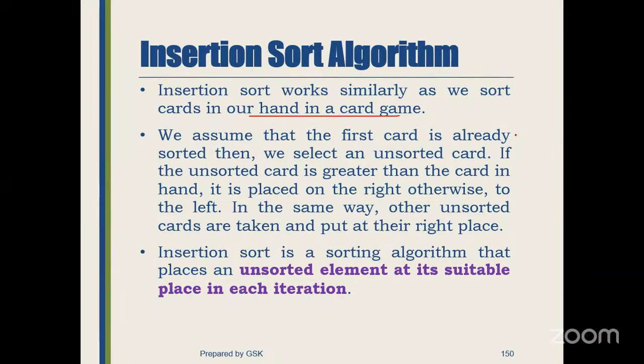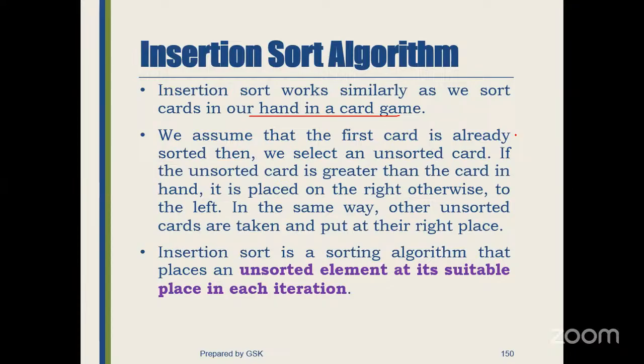Suppose in our hands we have some cards. We assume that the cards we have in our hand are sorted already. We select an unsorted card. Suppose we have only one card in our hand and several cards on the table, and we are assuming that the card we have in our hand is already sorted. Whenever we pick up a particular card, we assume that the cards in our hand are already sorted.